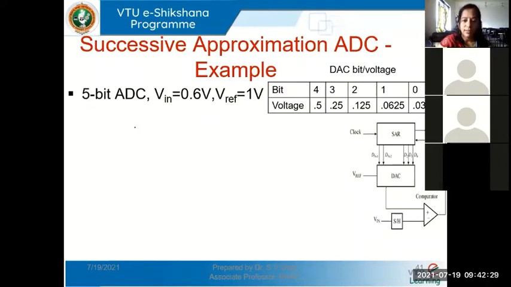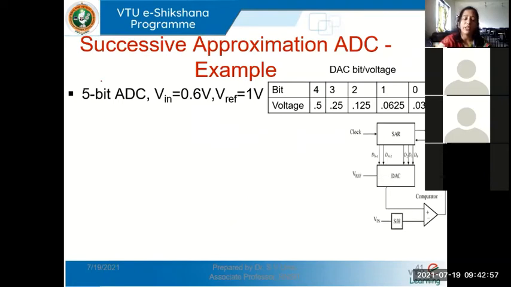Ma'am, while comparing, what did we take as the reference voltage of the comparator? The reference voltage will normally be 5 volts. Most of the times the reference voltage can be taken as 5 volts. But again, it can vary depending upon the design of the ADC. Different manufacturers will specify different reference voltages.